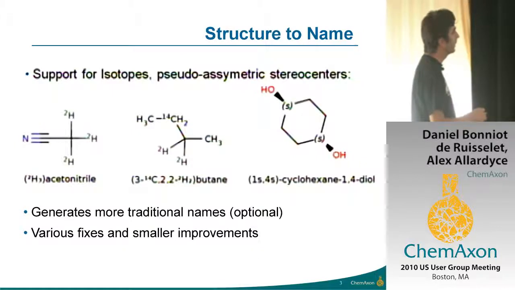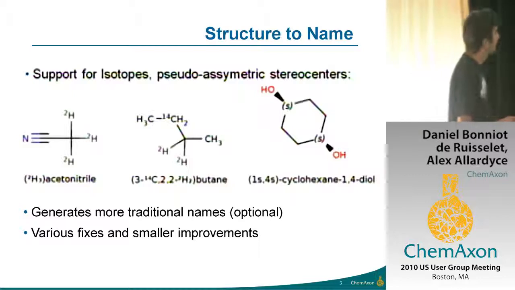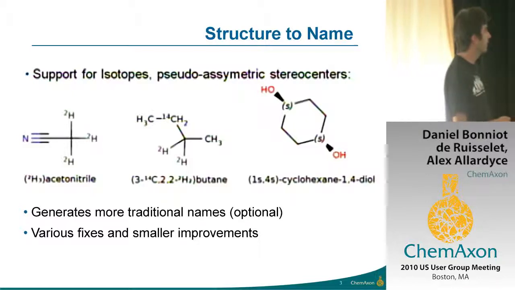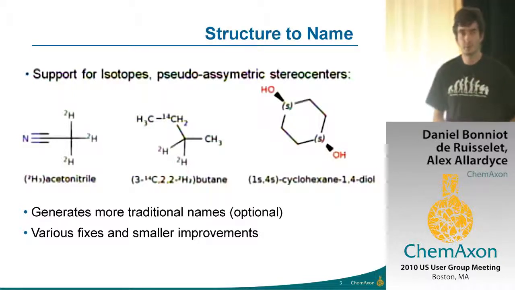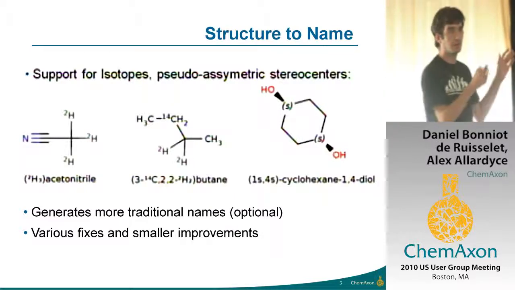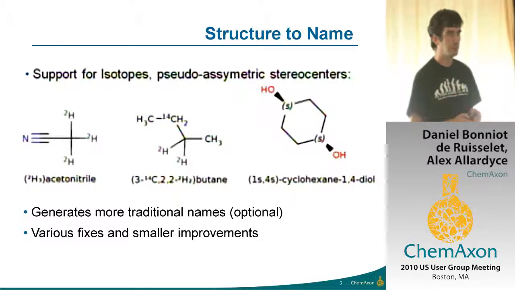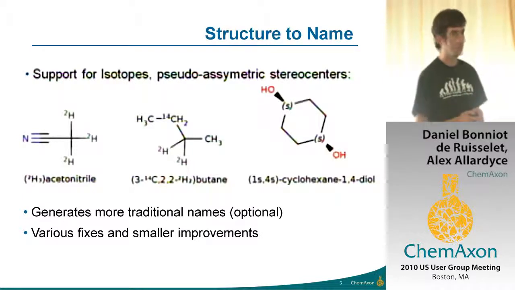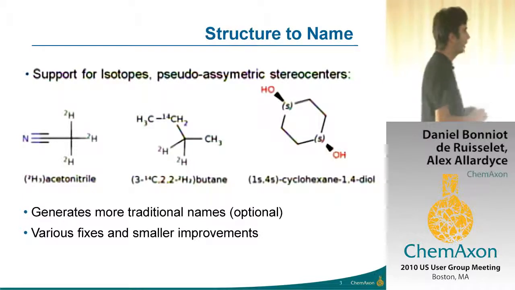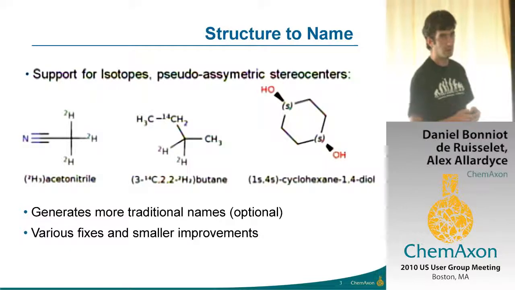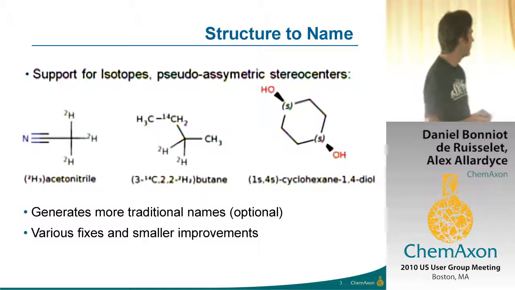Here, this is some advanced stereochemistry. These are the pseudo-asymmetric stereocenters. Here we have two centers, and this also ends up in the name. So some small improvements. We have many more traditional names that you can generate. It's an option: when you have a structure, you generate the name, either the strictly IUPAC name or more traditional, more popular ones. And now, in more cases, it will generate the traditional if this is what you want.